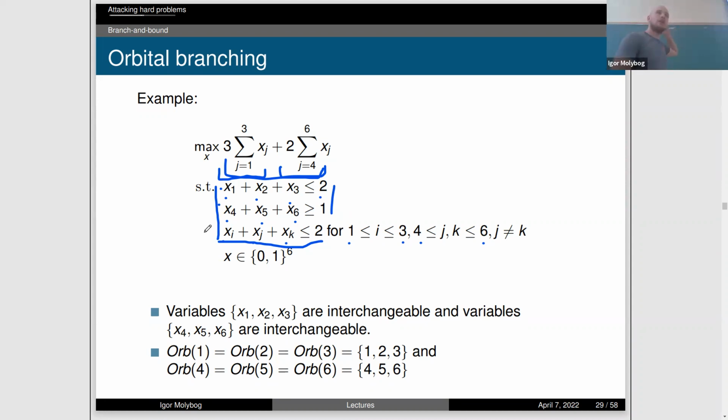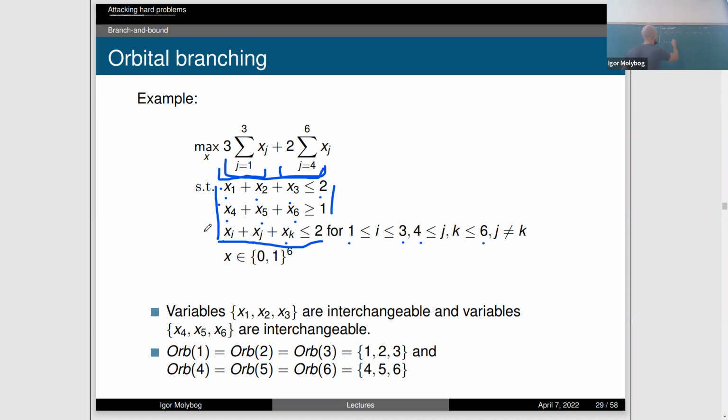If it's not obvious, I will definitely write it down. Can you raise your hand if it's obvious to you? Okay, so let's say that x1 goes to x4, x2 goes to x5, and x3 goes to x6. Let me start writing down.